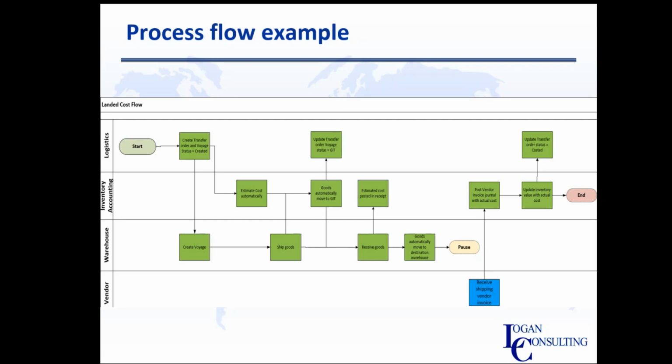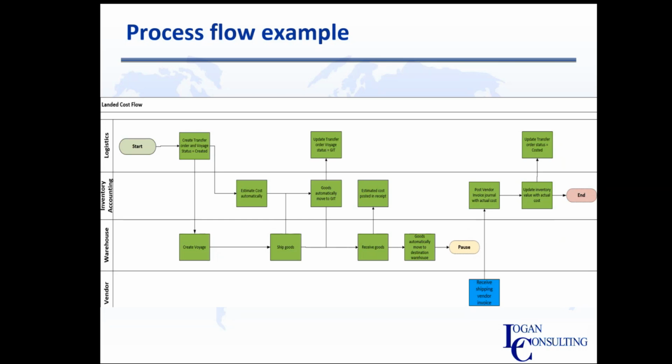And your transfer order is ready to be shipped. You would ship the transfer order via the voyage. At that point, even before you ship the goods, your costs will be automatically estimated, and you can see your estimated costs on your voyage. Then once you ship it, the goods will automatically move into goods in transit.